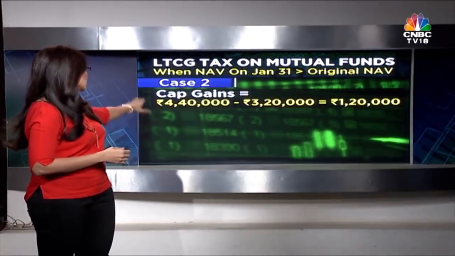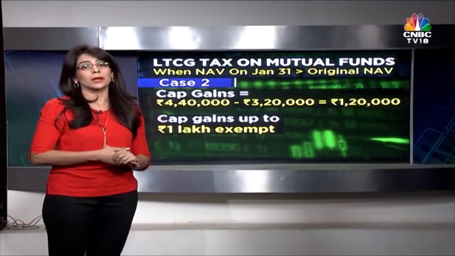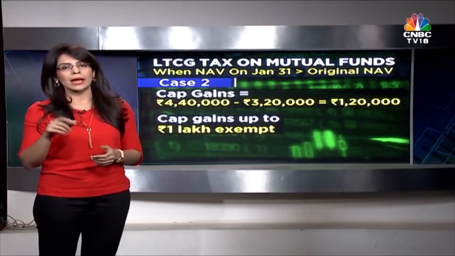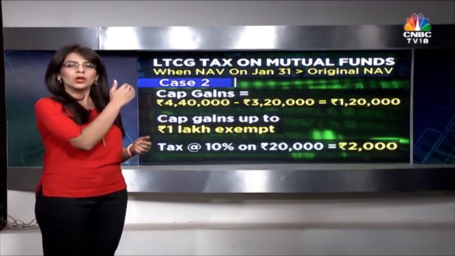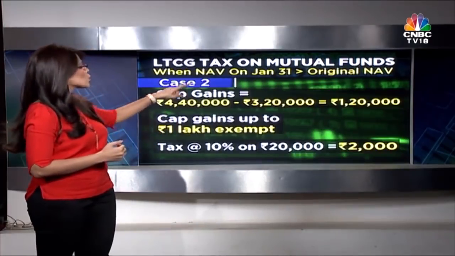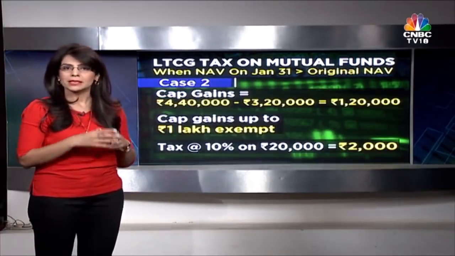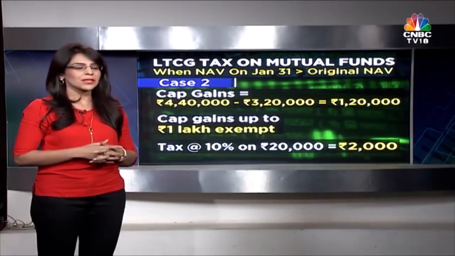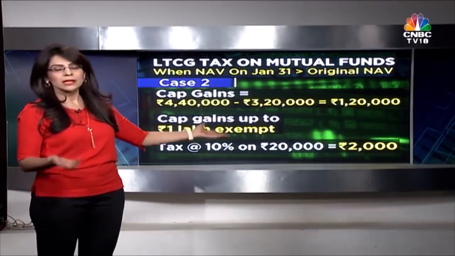So how does the tax calculation work now? Very simple. Your final value was 4.4 lakh. The cutoff value, the 31st of Jan value, since that was the higher NAV, was 3,20,000. So the total capital gain that you've made is 1,20,000. But again, hey, good news. Remember that 1 lakh rupee exemption. So you knock off that. What you're left with is just 20,000 rupees on which you have to pay tax. The tax is at a rate of 10%, which means the actual outgo is 2,000 rupees.